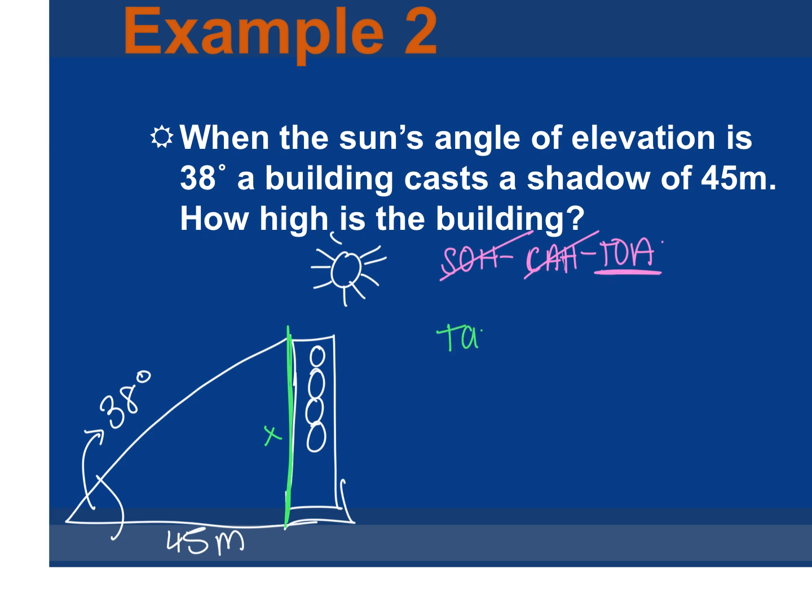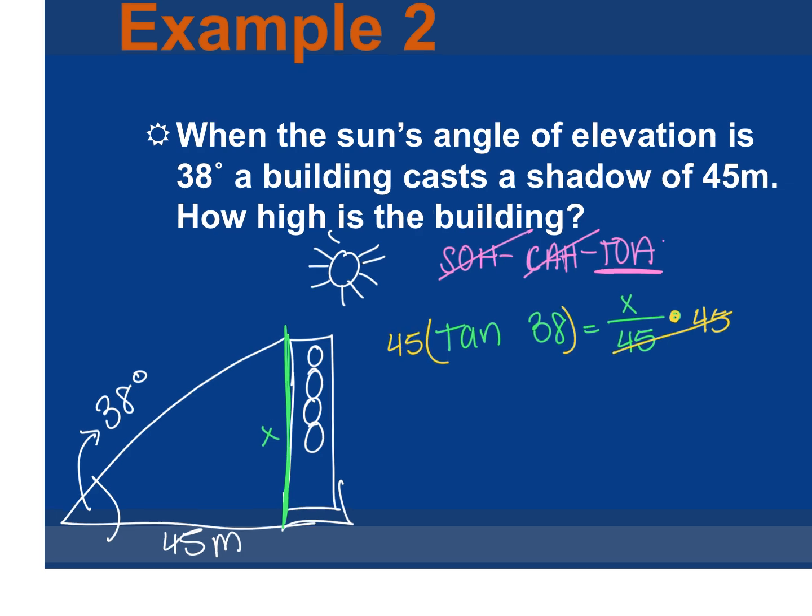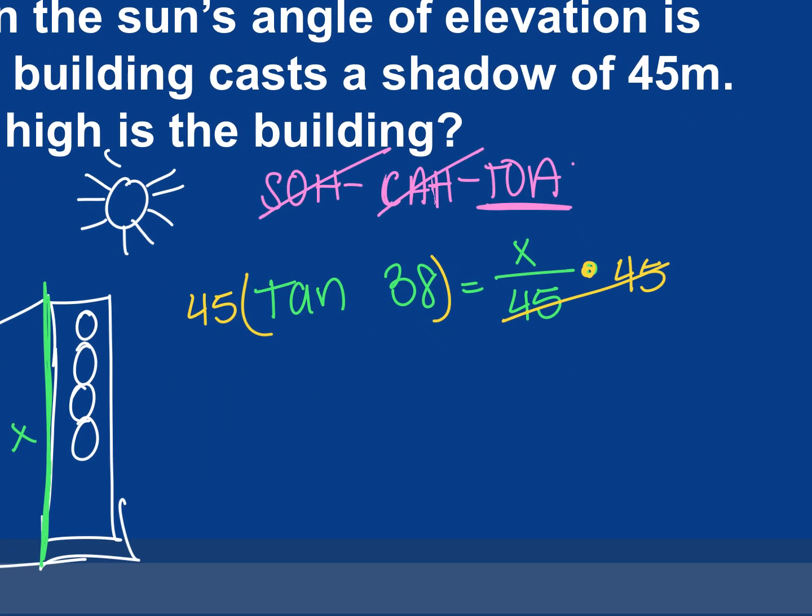Solving, I'm going to have tan 38 equals opposite, which is my x, over my adjacent side, which is 45. Solving for x, I'm multiplying both sides by 45. These are going to cancel out. Plugging this into your calculator, 45 tan 38. What would you get for x rounded to the nearest tenth? Good. So the height of my building is 35.2 meters.